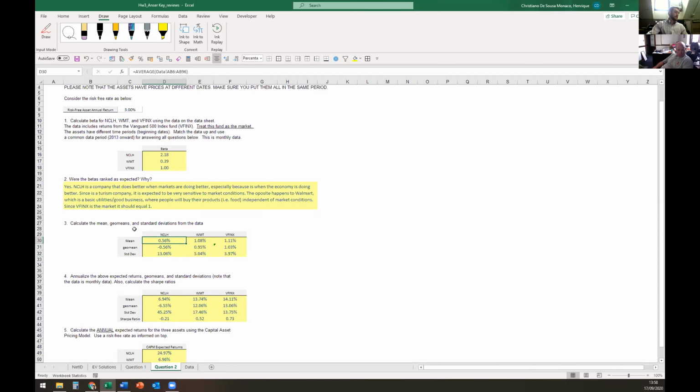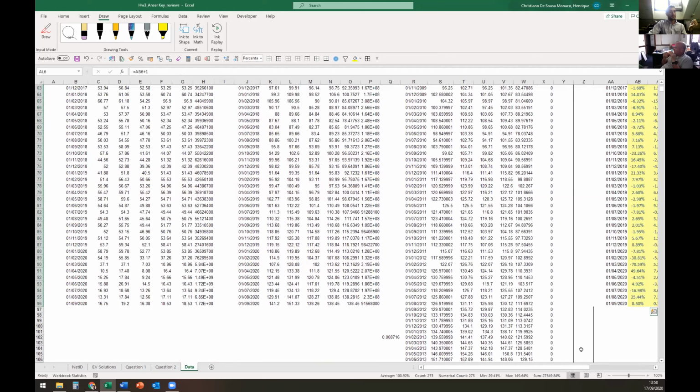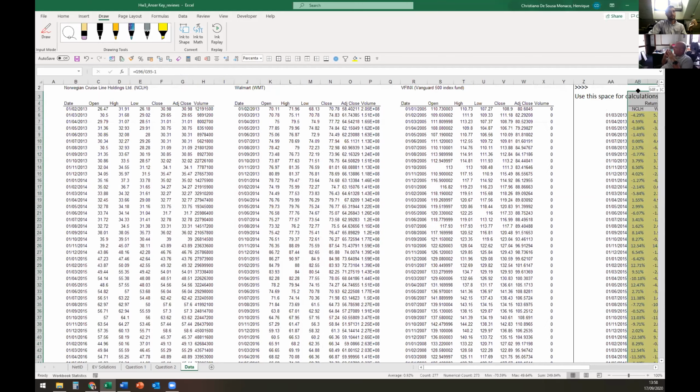And by the way, this is a very good explanation of why geomeans are preferred. If you use the mean here, you might say that Norwegian had positive returns, although if you do the geomean, it's negative. So it's a very good example of geomean versus mean. Then the standard deviation, just the standard deviation over the returns, using columns A, B, those returns over here.